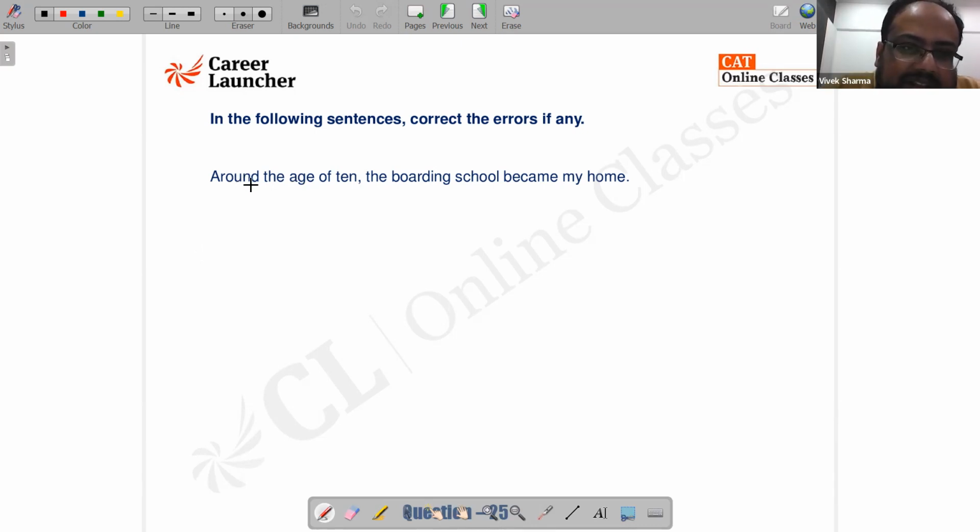In this sentence, what's happening is that around the age of 10 is placed next to the boarding school. So in this sentence, it seems as if the boarding school was 10 years old when it became my home. Ritik, correct.